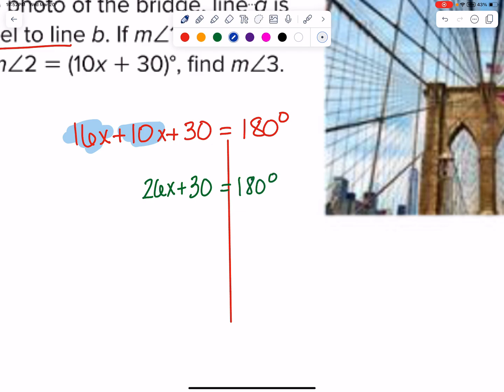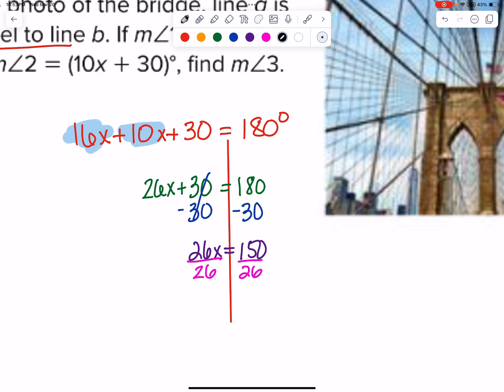Let's do opposite order of operations, SADMERG, any addition, subtraction first. And we have 26x equals 180 minus 30 is 150 degrees. We can get rid of the degrees when we're doing our actual equation work. And then we're going to divide both sides by 26.